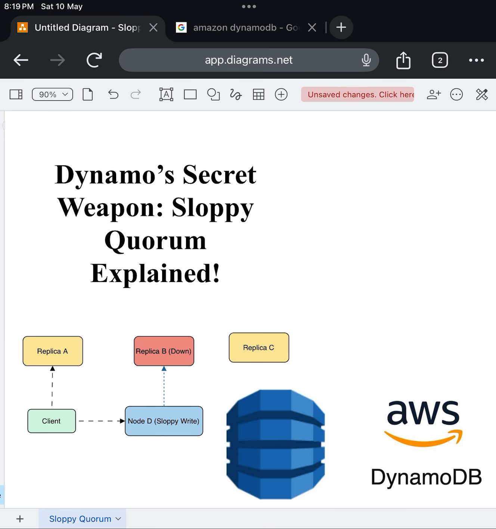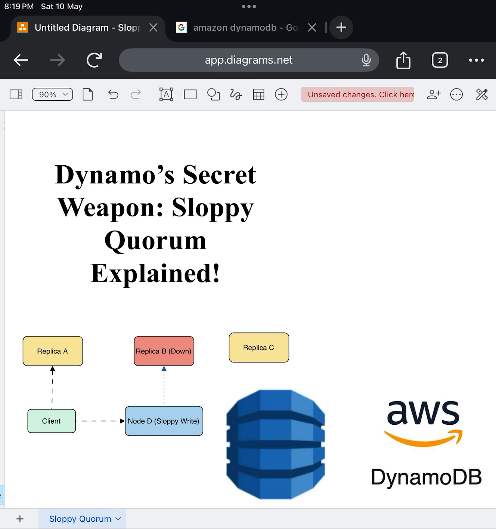So imagine replica A and replica B are supposed to handle your data, but replica B is down. The system writes to replica A as usual, and then reroutes the second write to node D, which isn't normally responsible for that data. That's sloppy quorum in action. It prioritizes availability over perfect replica alignment.